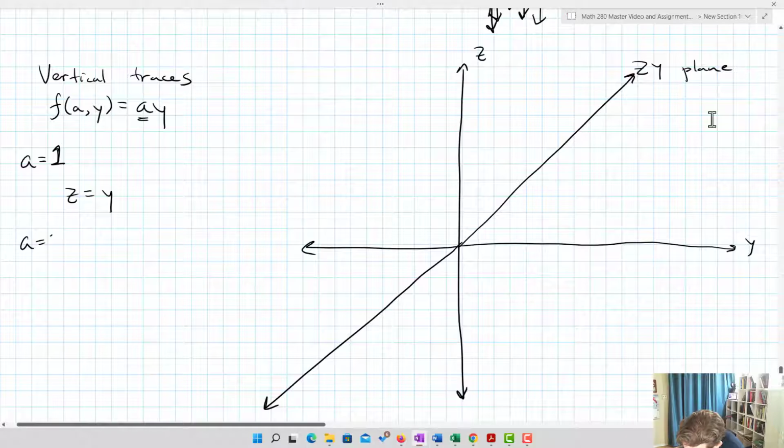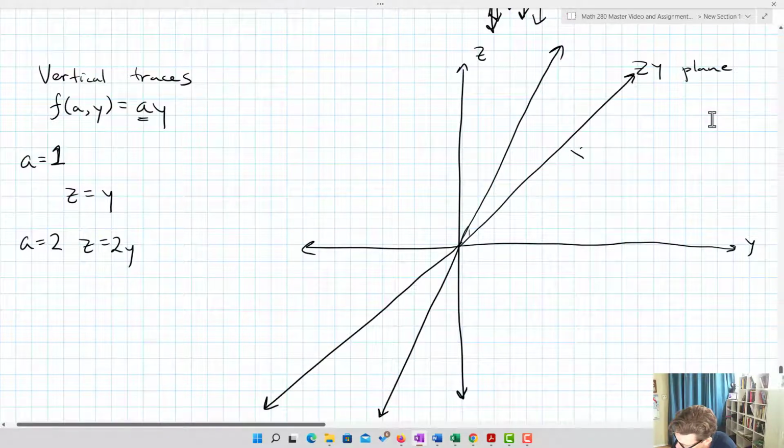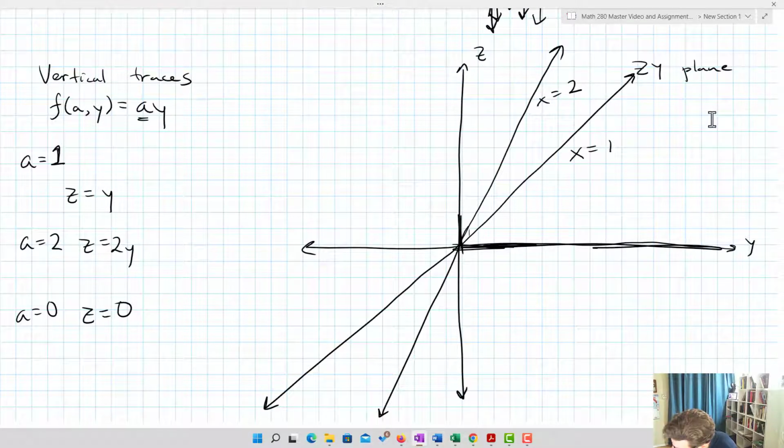If I let a equal 2, I get z equals 2y. Right? And it ends up being that line right there. Okay? And so here's my trace. This is when x equals 1. Here's x equals 2. If I let a equal 0, then I get z equals 0. And in fact, z equals 0 is going to end up just being this y-axis. Be careful. Notice that it's not the x-axis in this case because we have a different coordinate plane. And that's basically what our vertical traces are.